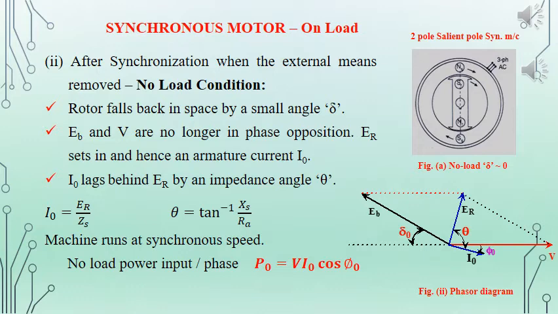If you neglect RA, the resistance of the armature, the angle theta will be equal to 90 degrees. And there will be an angle between V and I naught, the supply voltage and the current, that is because of the resultant voltage, that is given as phi 0, and we can write the equation for the no load power input P0 equal to V I0 cos phi naught.